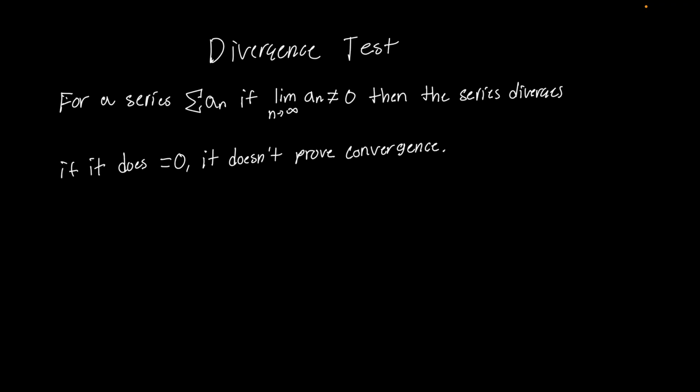So the first one, we have the divergence test. For a series a sub n, if the limit as n approaches infinity does not equal 0, we say the series diverges. So remember that if the limit does equal 0 for this test, it doesn't prove convergence, but it just shows that we need to use another test.